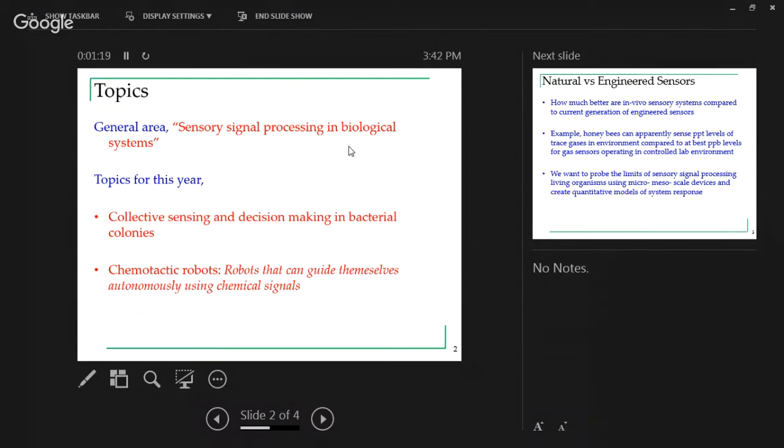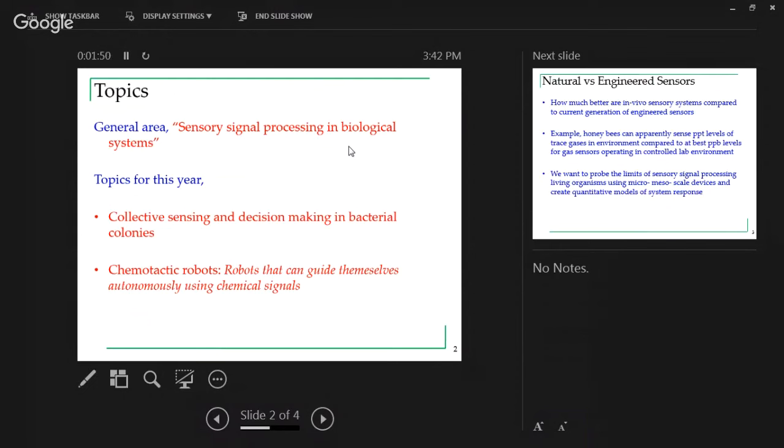And the topics that I have for this year are connected with this general area. There are two topics. One of them is sensing and decision making in bacterial colonies. Okay. So even very small organisms like bacteria, which are typically about a micron in size, sometimes live in large colonies consisting of millions of individuals, typically 10 million individuals.